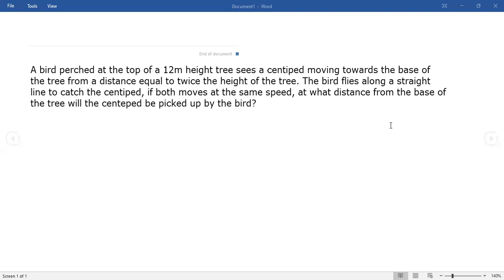Okay. So when you are getting a question like this, can anyone explain the question in Tamil? Anyone, please?